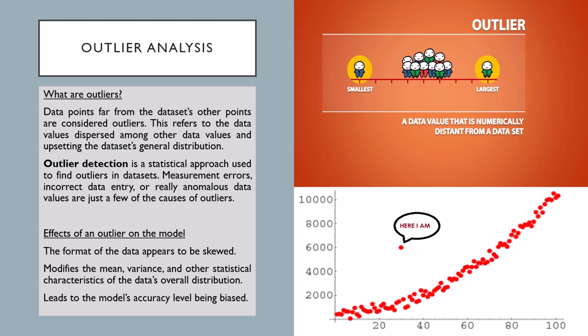Outliers modify the mean, the variance, and other statistical characteristics of the data's overall distribution. This leads to the model's accuracy level being affected. As you can see in the picture above, some outliers can be the smallest values, which are very few, and some can be the largest values, which are very large, and very few, I mean. So those ones become outliers.